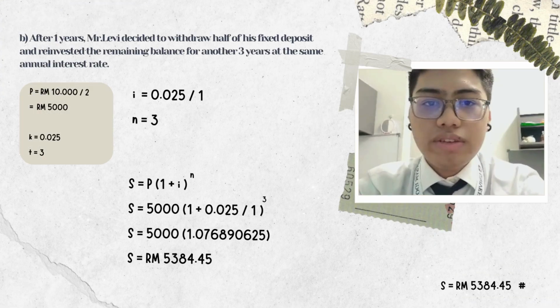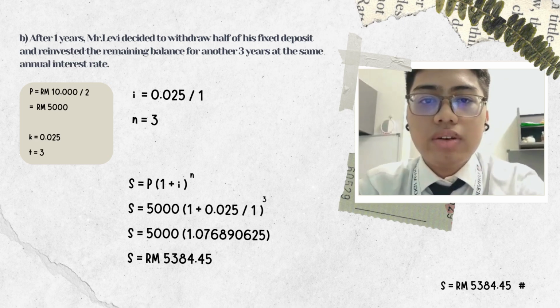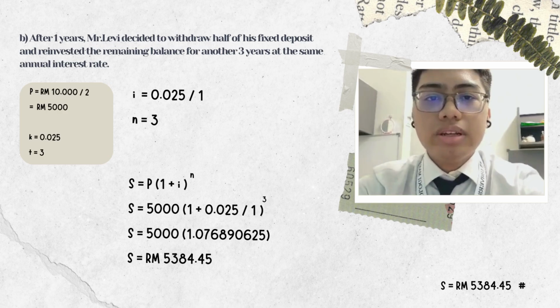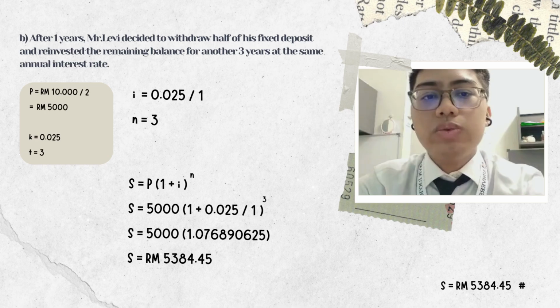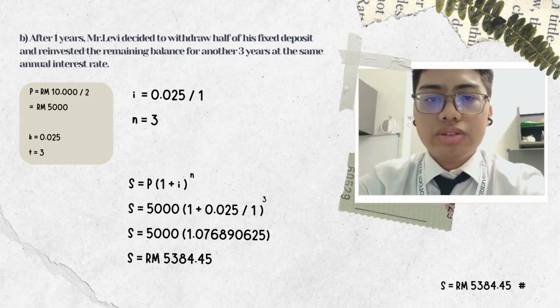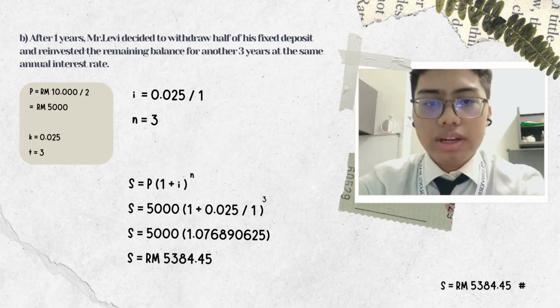After 1 year, Mr. Levi decided to withdraw half of his fixed deposit and reinvested the remaining half for another 3 years at the same annual interest rate. The first key point here is Mr. Levi decided to withdraw half of his fixed deposit, meaning we need to divide the original principal by 2, which will give us RM5,000. For our nominal interest rate, which is K, and the number of compounding periods per year, which is M, we will use the same as the previous question because the question stated the same annual interest rate.